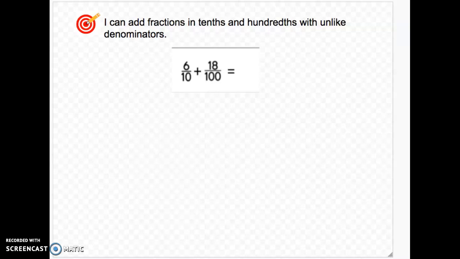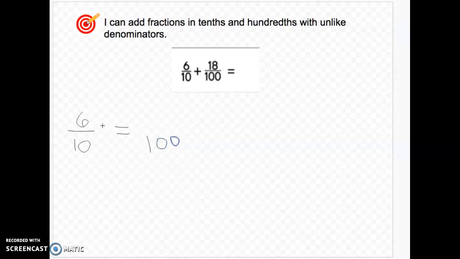Hey, fourth graders. Today our learning target is I can add fractions in tenths and hundredths with unlike denominators. So here we have the addition problem, 6 tenths plus 18 hundredths. When we add fractions, we know that we have to have the denominators the same in order to add the fractions. So what we're going to do is find an equivalent fraction to 6 tenths with a denominator of 100. Now, tenths and hundredths are decimal fractions.